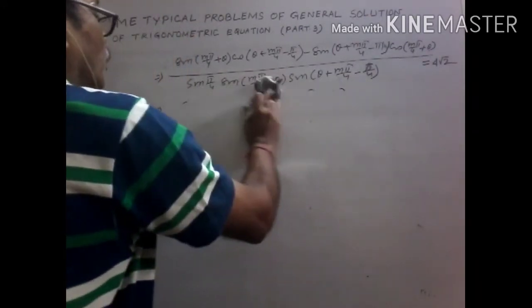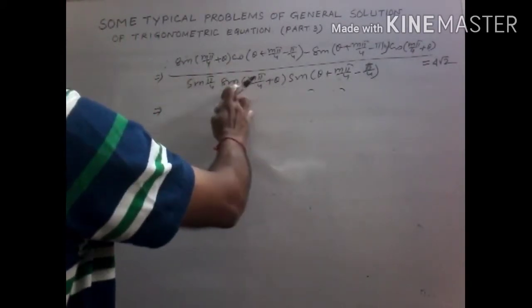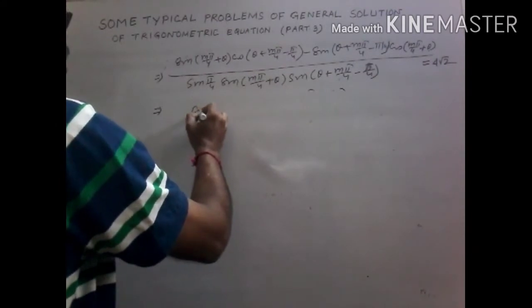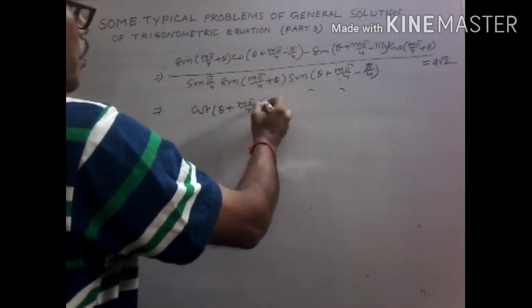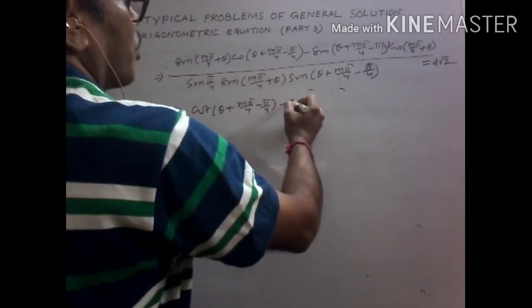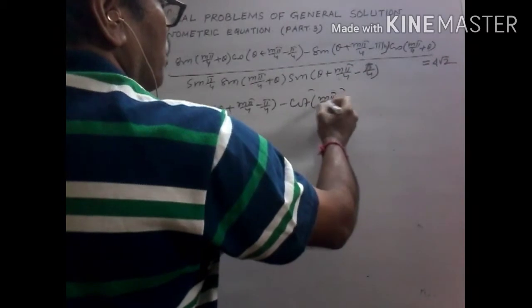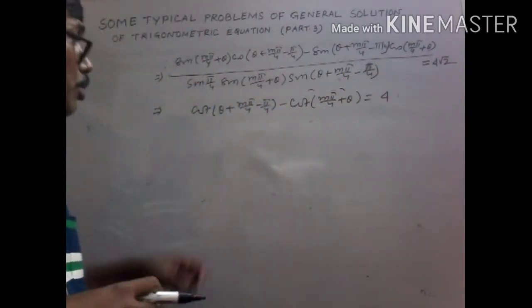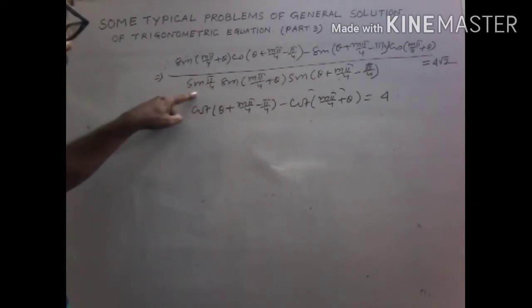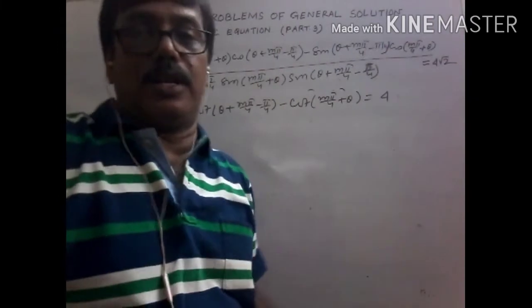So by this, sin mπ/4 is cancelled. So cot(θ + mπ/4 − π/4) − cot(mπ/4 + θ) equals 4. Why is it 4? Look, sin π/4 is 1/√2, it will be at the numerator, and the 2 cancels.